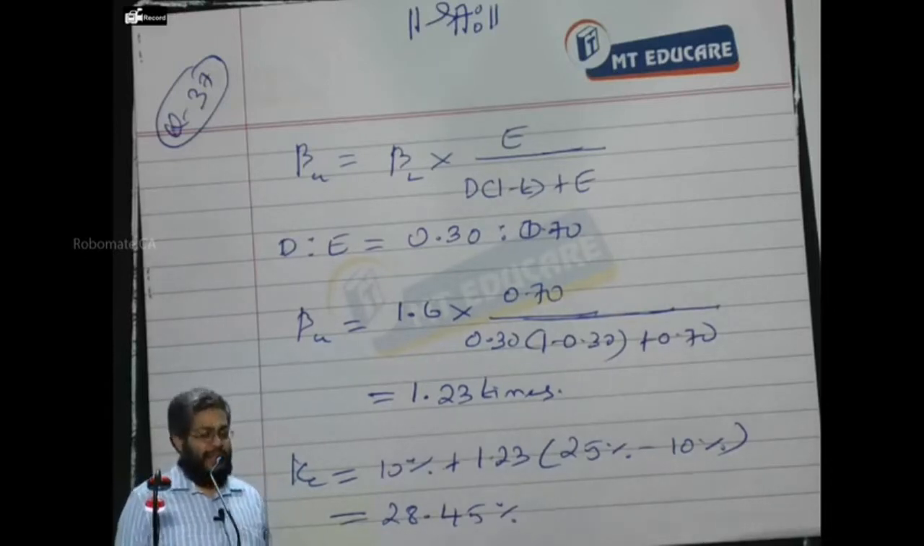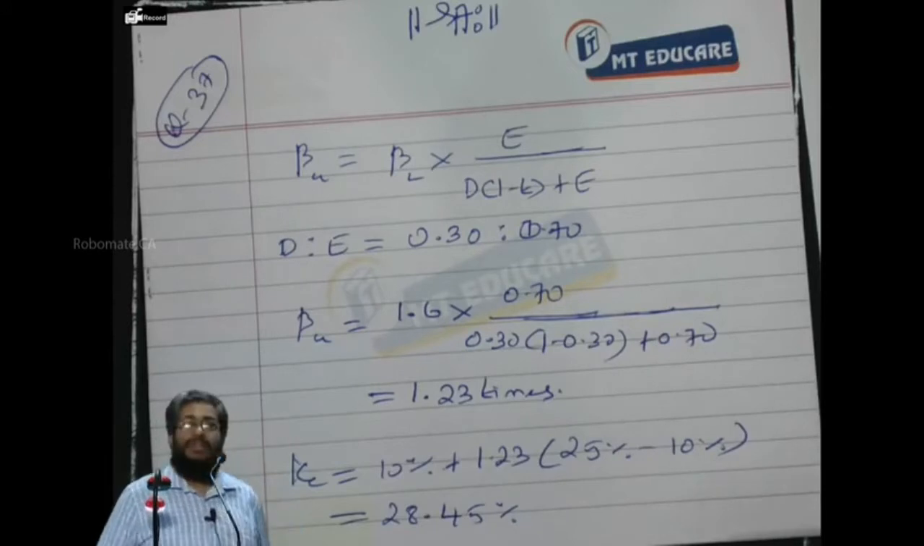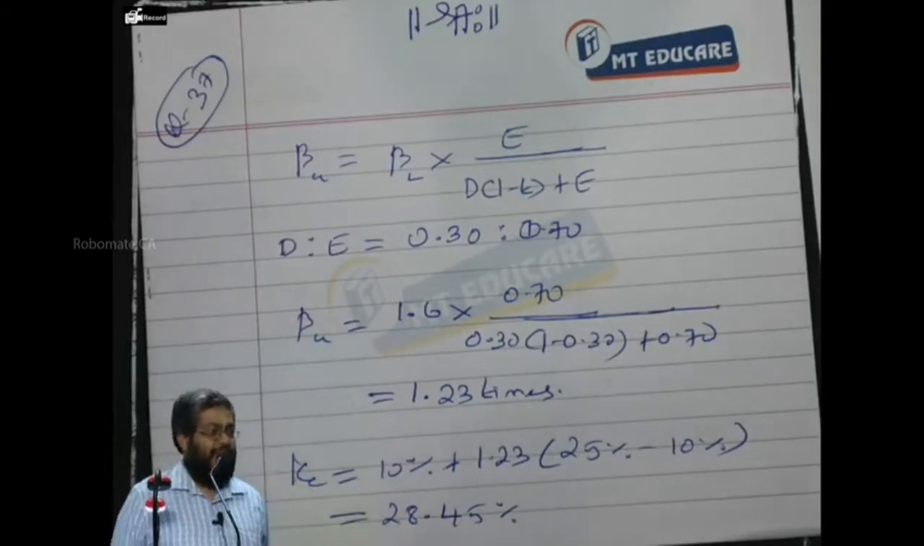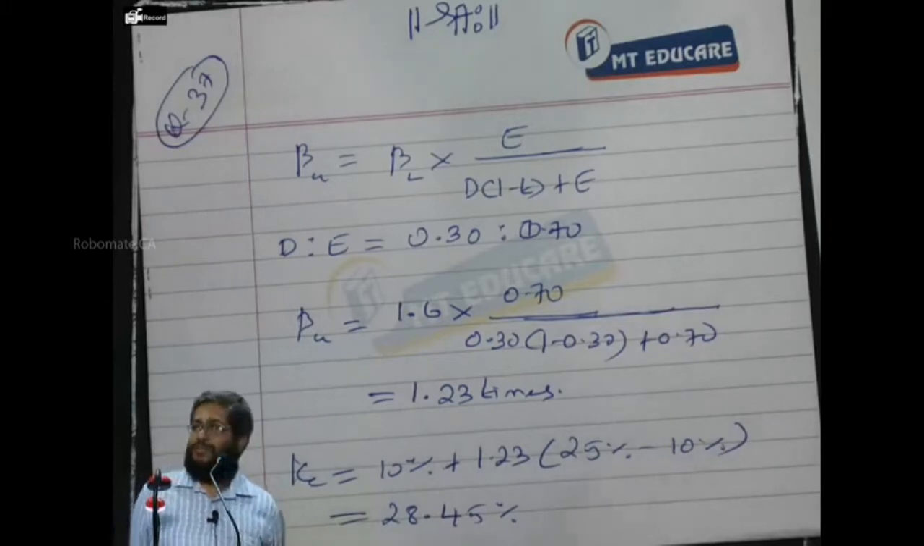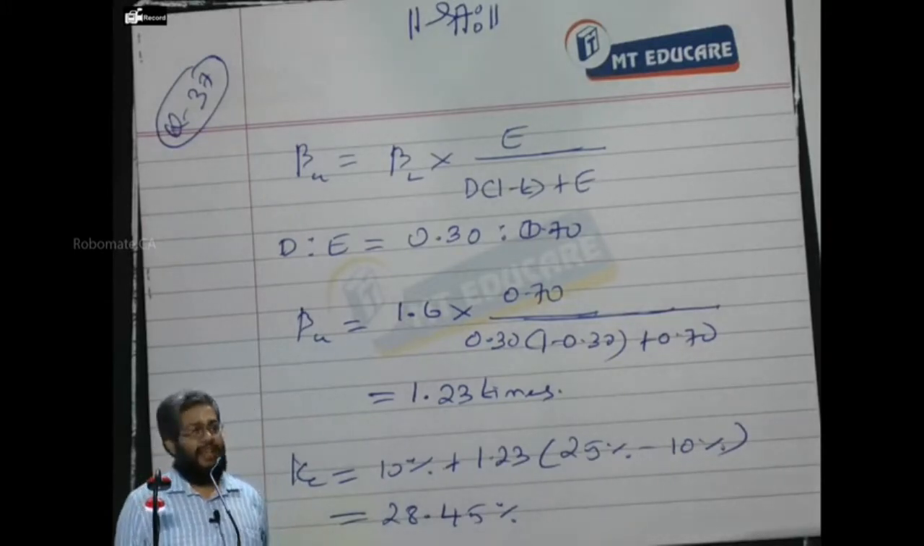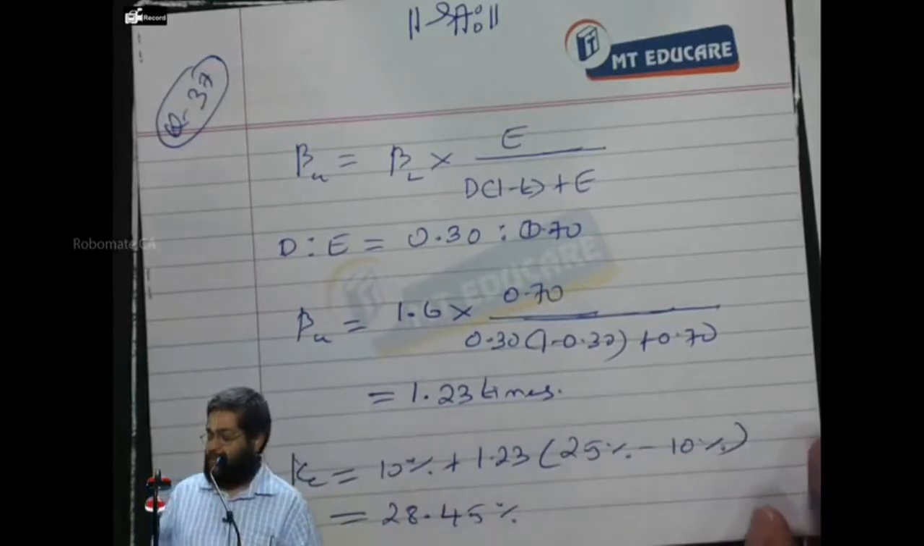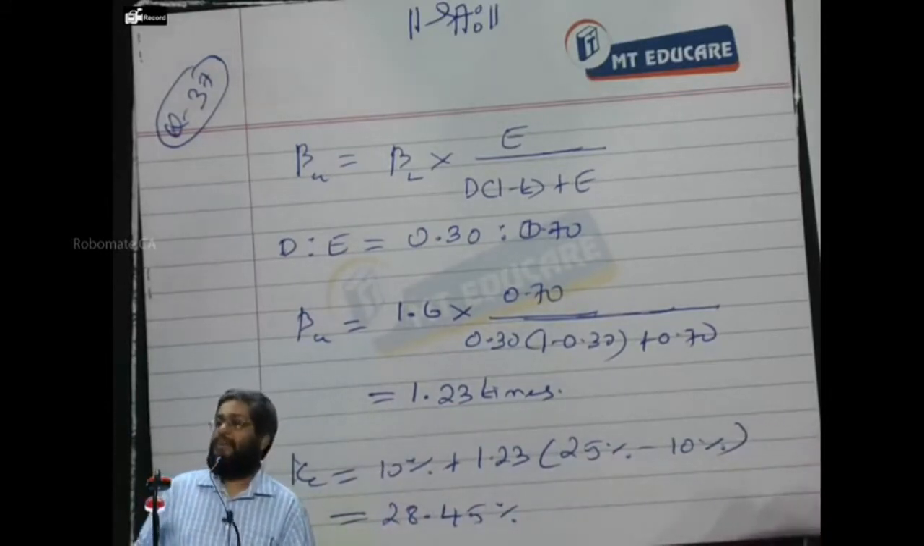Since it is an all equity company, WACC, weighted average cost of capital, is equal to KE, which is equal to 28.45%. Everybody, can I proceed or not? Now, with this we completed part 1. What is part 1? All equity, that is 100% equity.